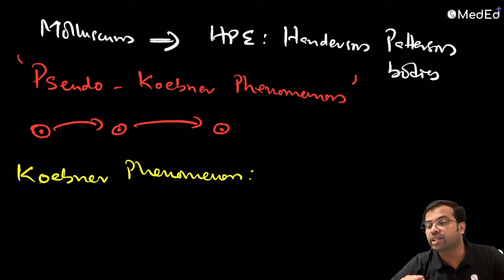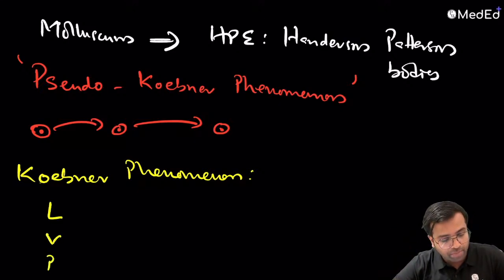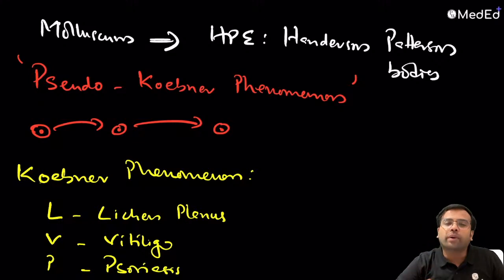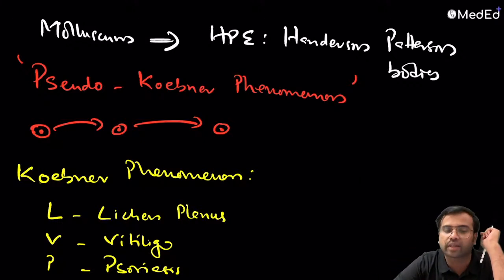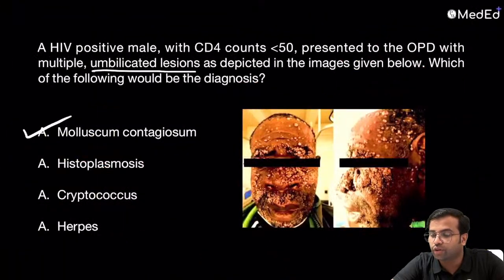Koebner phenomenon is seen in three diseases, which you can remember as LVP. So this is seen in LVP, that is lichen planus, vitiligo, and psoriasis. What do you mean by a Koebner phenomenon? Koebner phenomenon means there is an appearance of new skin lesions at the site of trauma. Whereas if there are new skin lesions appearing because of the auto inoculation of the virus, then we call it pseudo-Koebner. So these are the differences between Koebner and pseudo-Koebner. Very good, Sakshi. Very good, Sharan. So all of you are getting it right.